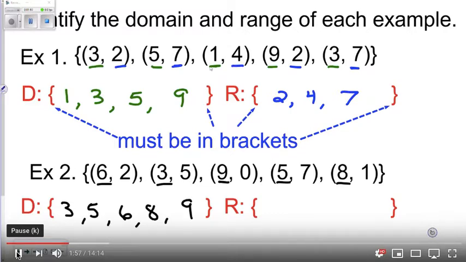For the range, the smallest y value we have is 0. So we'll start with 0. Our next smallest y value is 1. Then we have a 2, followed by 5, and then our largest y value is 7.